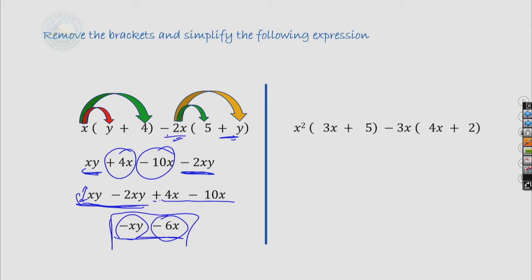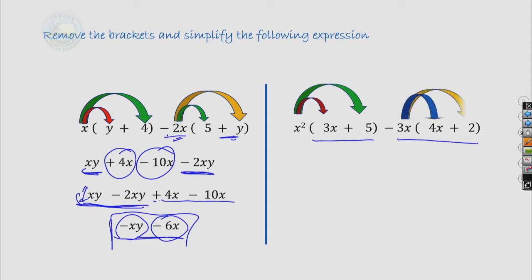What if we had x squared multiplied by this entire bracket, which is 3x plus 5, or this one, negative 3x multiplied by the entire bracket, 4x plus 2? Again, we are going to utilize the distributive property, which says that the x squared is distributed to everything inside the brackets. So it's x squared multiplied by 3x and x squared multiplied by 5. For this one, it is negative 3x multiplied by 4x and negative 3x multiplied by 2. So now we know what we have to multiply.